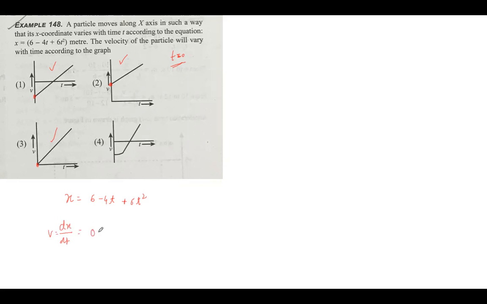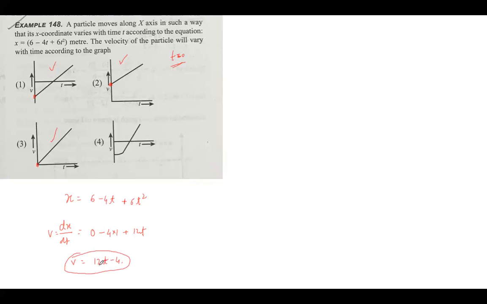6 differentiated will be 0, minus 4 into 1, plus 12t. So that means the velocity v is equal to 12t minus 4. This is the relation of velocity and time. So this is a linear relation.